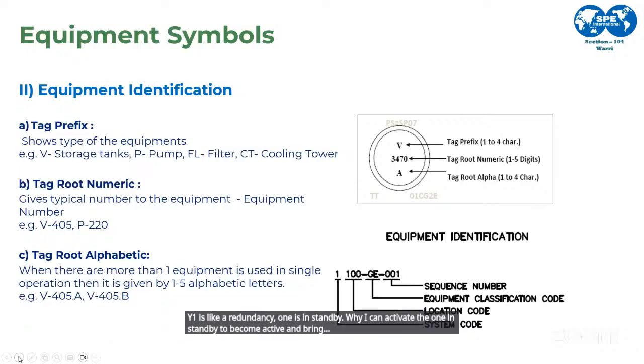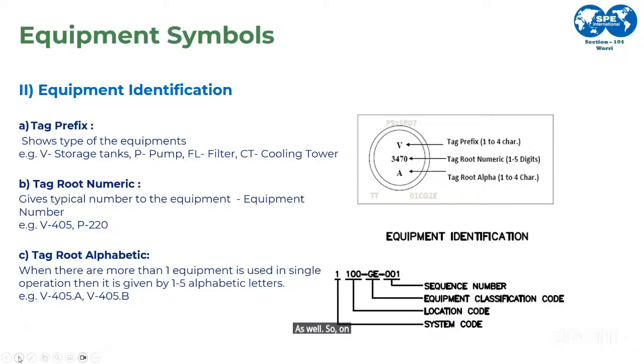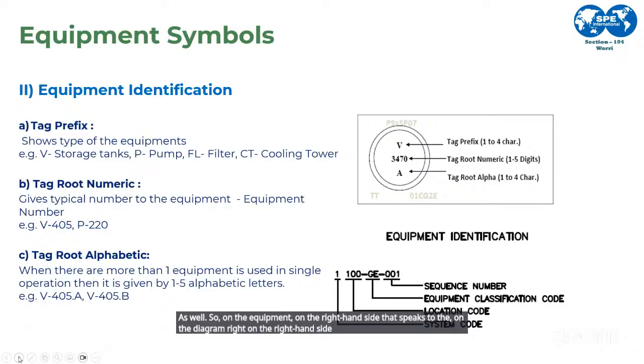So in that case, you now happen to have more or less an alphabetic suffix attached to them to show the pairing configuration as well. On the diagram, on the right-hand side, that speaks to the equipment identification, you're able to see the notation. So for example, you see the system code, right? You see the location code.